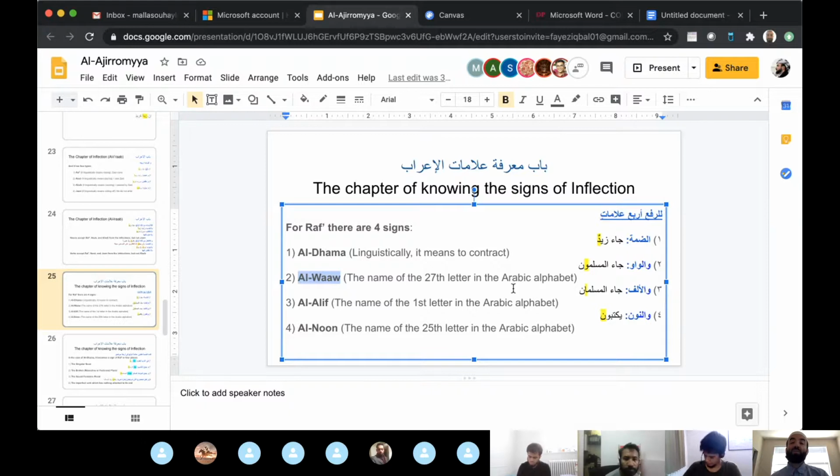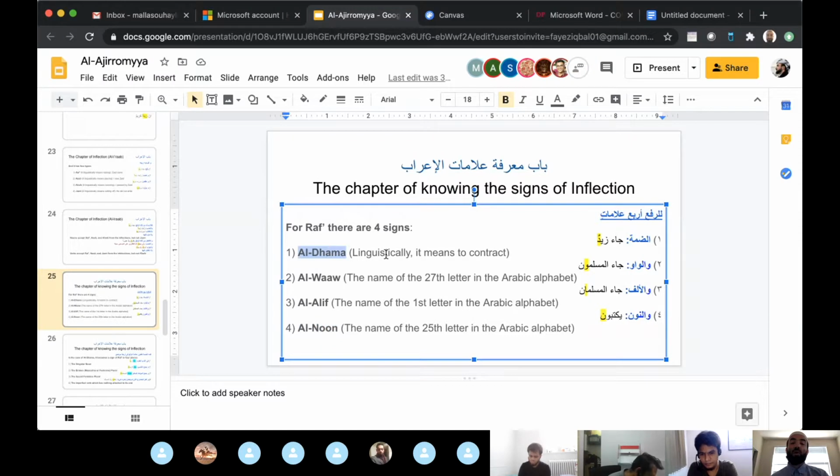But know that just like dhamma, how dhamma for certain words becomes a sign of rafa, waw, the letter in Arabic, al-waw, also becomes a sign of rafa in certain words, and we will talk about those words. Similarly, al-alif becomes a sign of rafa in certain words, right? And also an-noon becomes a sign of rafa in certain words. Okay. Now these words, we will discuss them in detail.